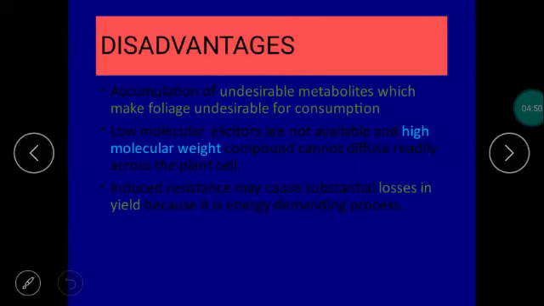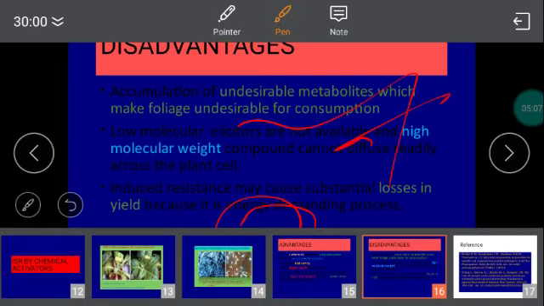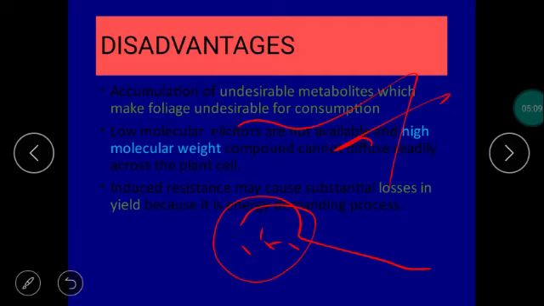Even though it has some advantages, it also has some disadvantages. Undesirable metabolites accumulate in the plant, and they are consumed. Low molecular weight elicitors are not available, and high molecular weight compounds cannot diffuse inside the plant cells. Induced resistance may also cause substantial yield losses because it is an energy demanding process.